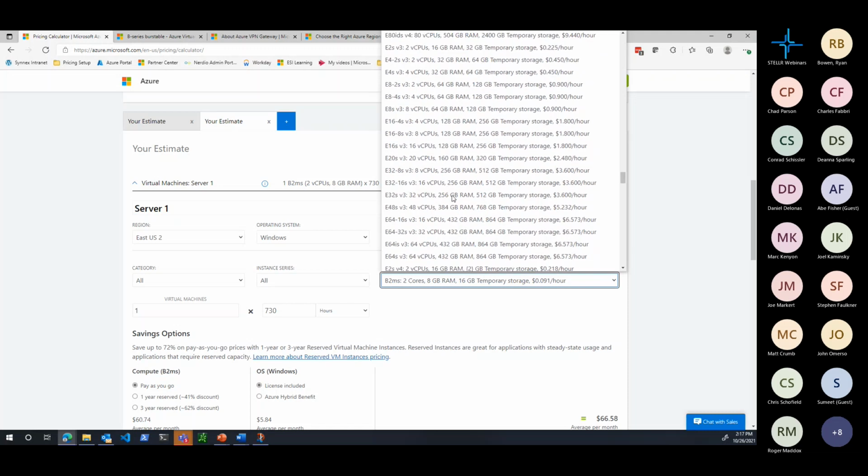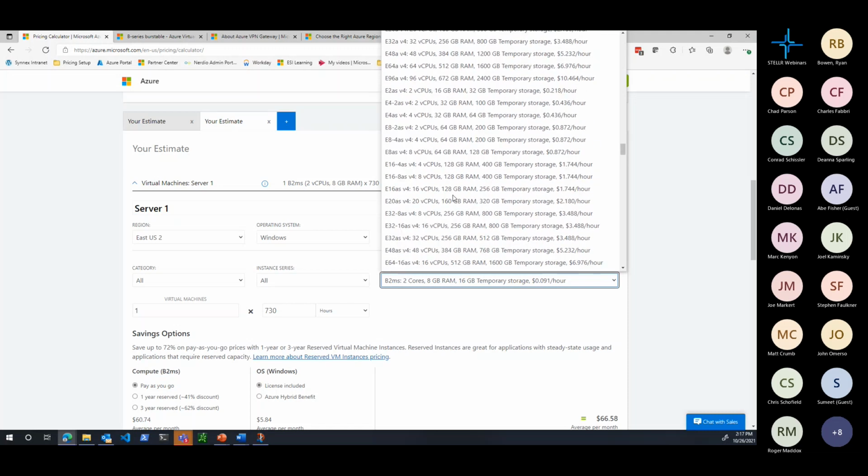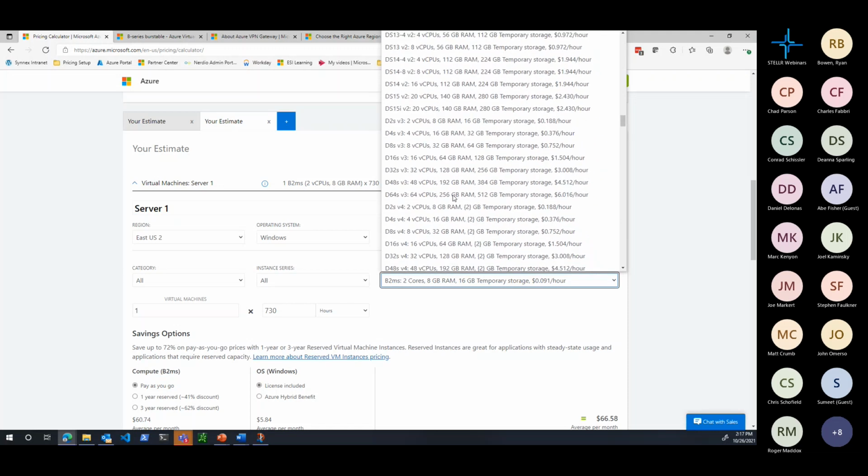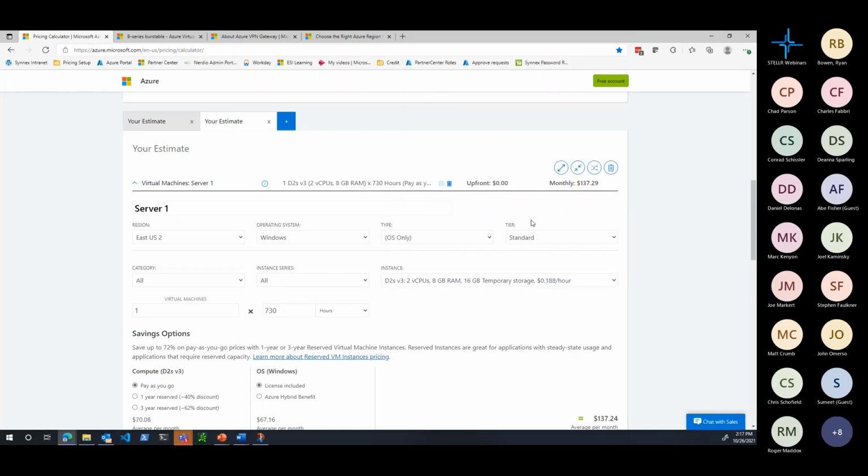Did I pass it? I probably passed it already. Let's see here. Yeah, this is fine because this is the same machine, and I'll cover this in just a second. Yeah, so it's 137 versus the 66 that B series is.